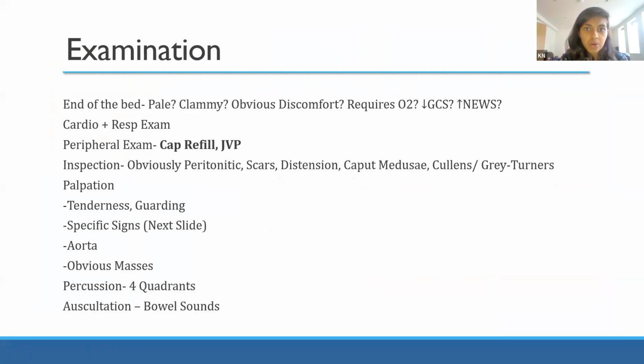And again, I'm not going to go through all of the examination, but there are things that you want to look out for when you're assessing a patient who's come in with an acute abdomen. So just do the end of the bed assessment. Do they look pale? Do they look clammy? Do they look like they're in obvious discomfort?